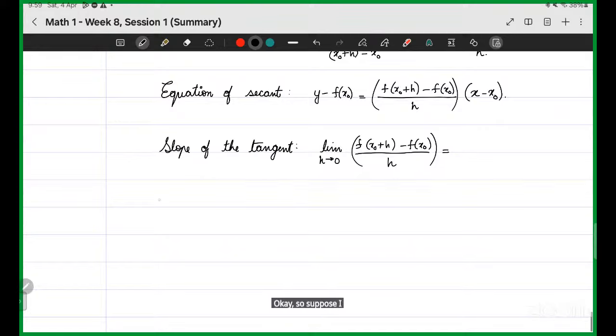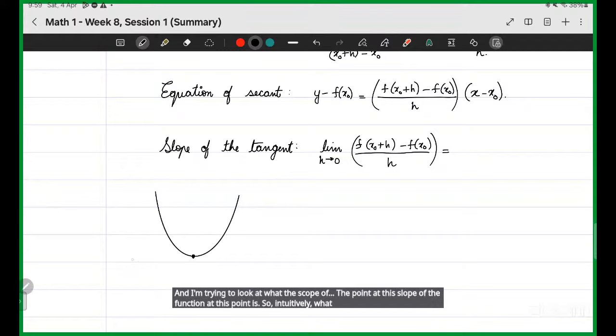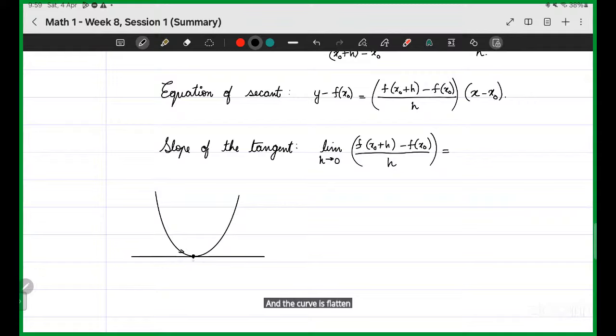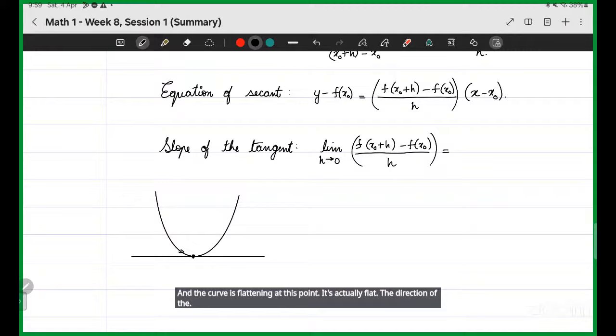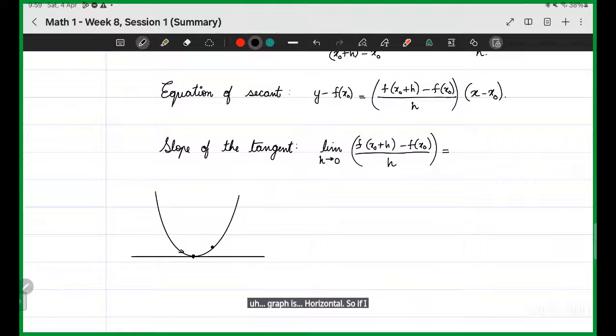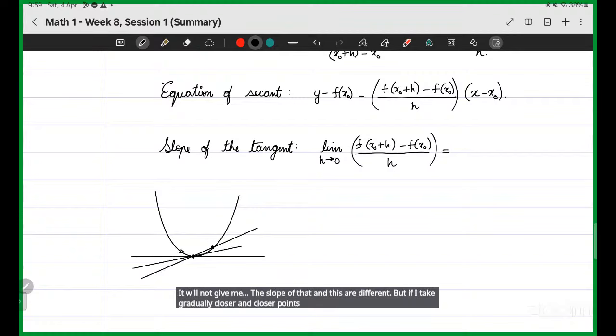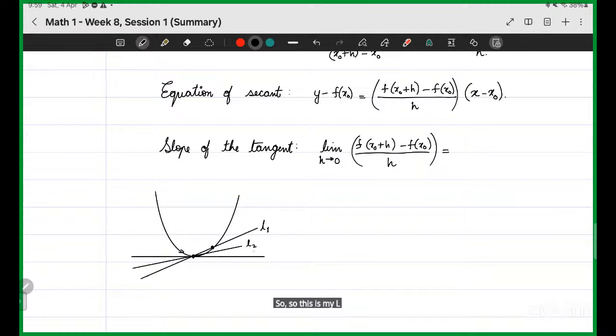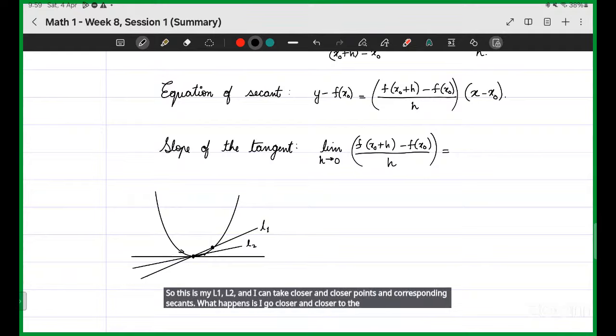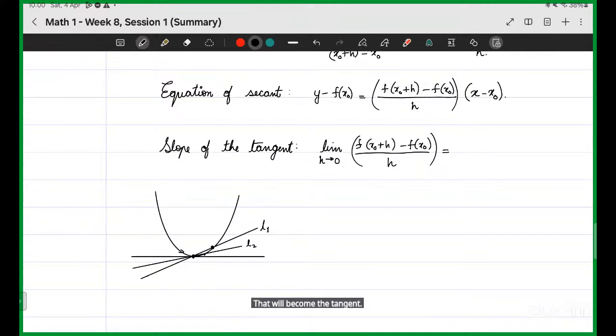Okay, so suppose I'll draw a simpler graph and I'm trying to look at what the slope of the function at this point is. So intuitively, what is the tangent to this? It is the horizontal line, right? And the curve is flattening. At this point, it's actually flat. The direction of the graph is horizontal. So if I take a secant, it will not give me the slope of that, and these are different. But if I take gradually closer and closer points, and so this is my L1, L2, and I can take closer and closer points and corresponding secants, what happens is I go closer and closer to the tangent. In the limiting case, it will become the tangent.